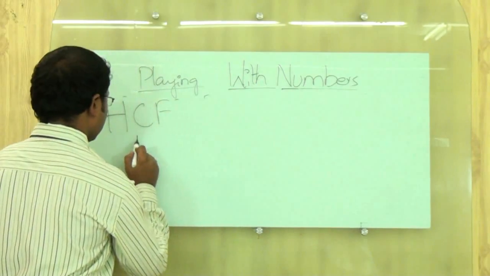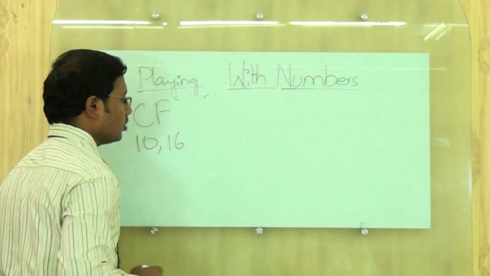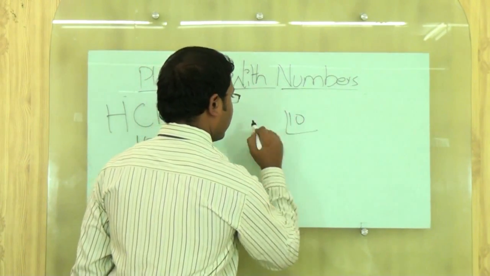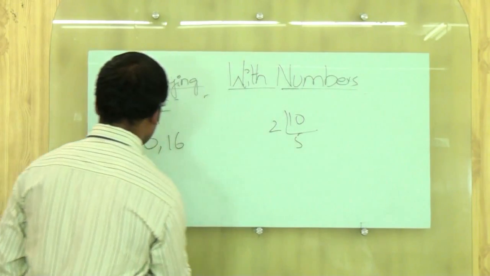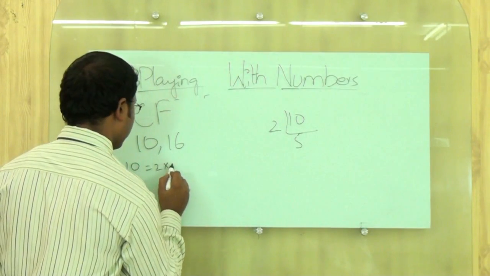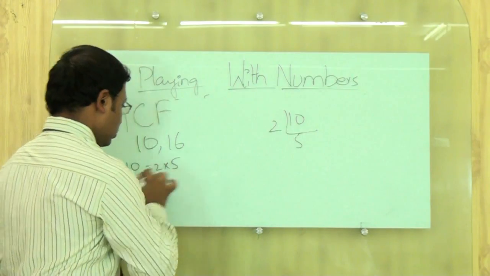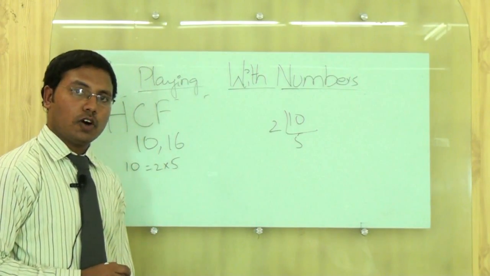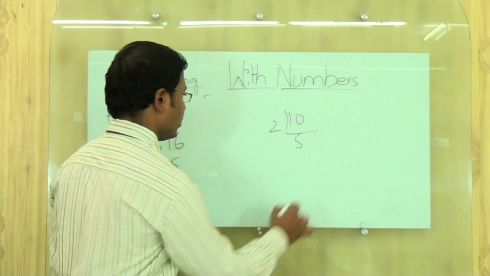Ten and 16. 2 5s are 10, so 10 is equal to 2 into 5. 2 and 5 are the factors of 10. Next is 16.